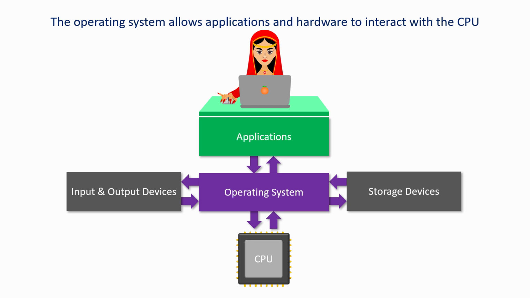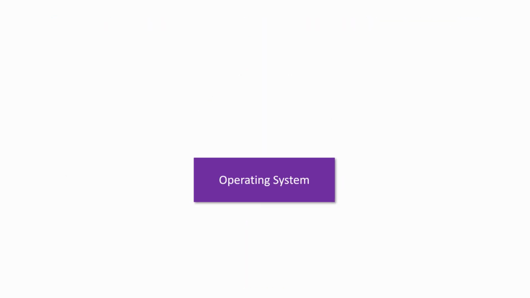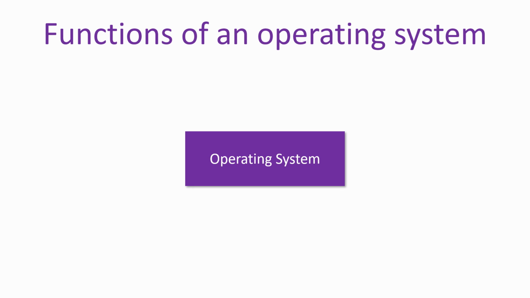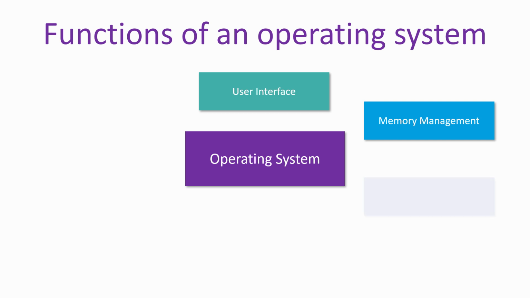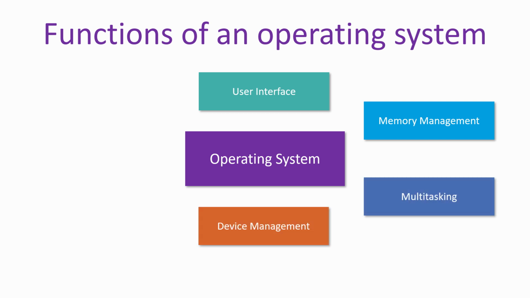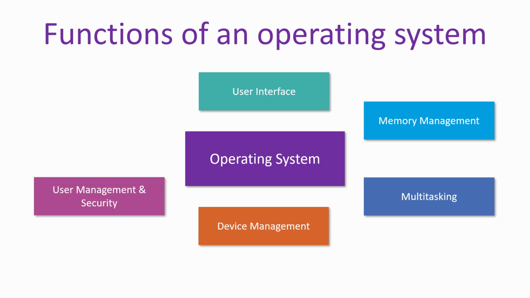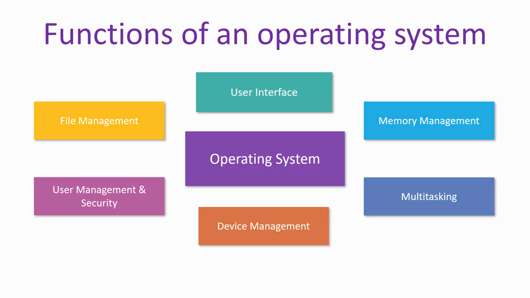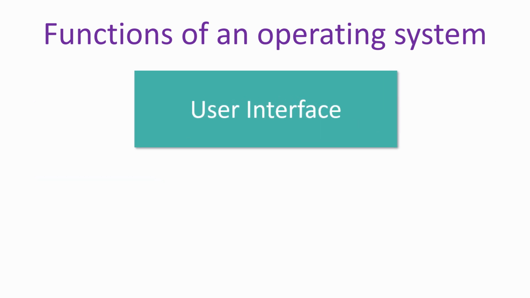Let's take a closer look. The main functions of an operating system include to provide a user interface, memory management, process scheduling, also known as multitasking, device management, user management and security, and file management. The first function of an operating system is to provide a user interface. A user interface allows the user to interact with the computer and its applications.